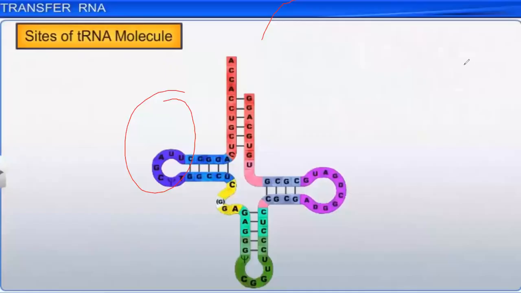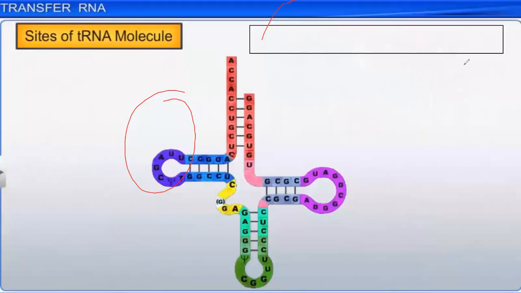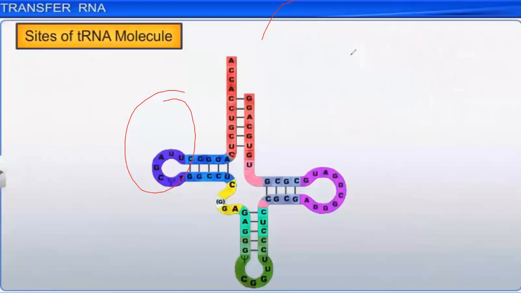There recognizes the ribosome for the translation process, while this arm of tRNA brings the amino group from the cytoplasm.